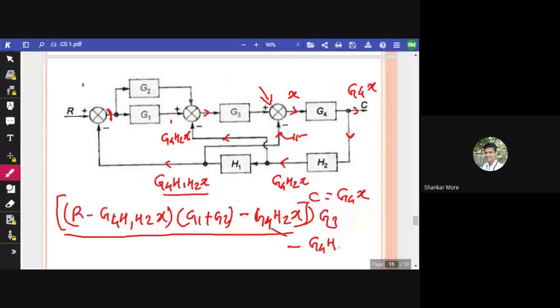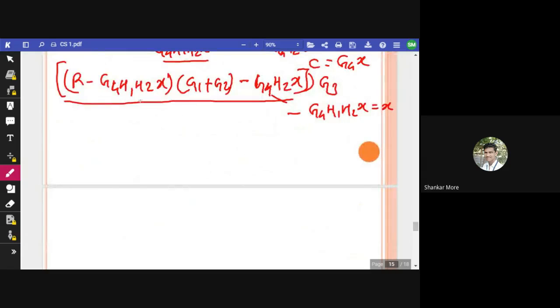राइट, ठीक है, तो मैं यहां पे लिख देता हूं दिस होल थिंग माइनस G4 into H1 into H2 x is equals to what now? Is equals to x. ये कंप्लीट थिंग माइनस G4 into H1 into x is equals to x. सो अभी हमारा काम क्या रहेगा? अभी हमारा काम रहेगा कि x को सेपरेट करना. सो x को सेपरेट करने से पहले वी हैव टू सिंप्लीफाई दिस. सो पहले तो ये ब्रैकेट सिंप्लीफाई कर लेते हैं, राइट?